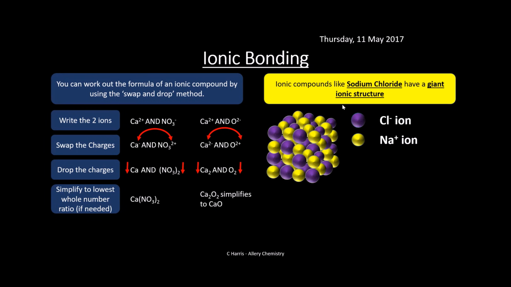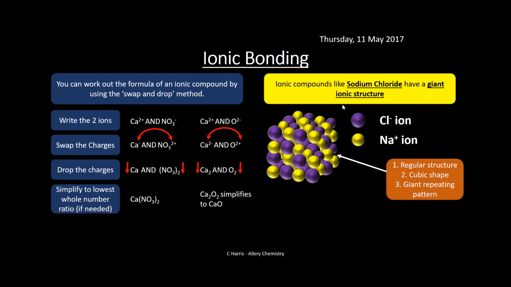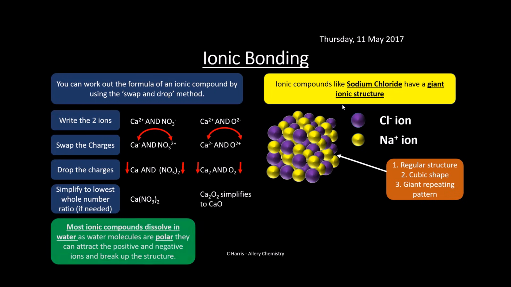You can see here a giant ionic structure of Na+ and Cl- ions, all arranged in this big cubic structure. It's a regular structure, so we've got this pattern, as you can see. It's cube shaped, and it's a giant repeating pattern because it's a large compound, all joined together.